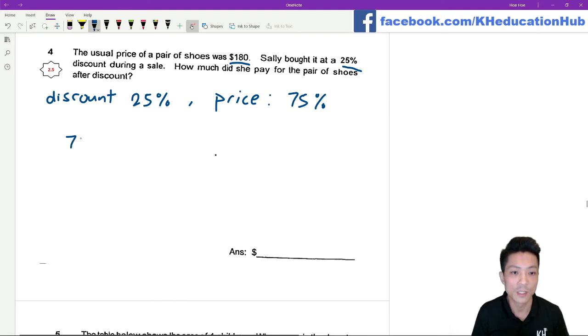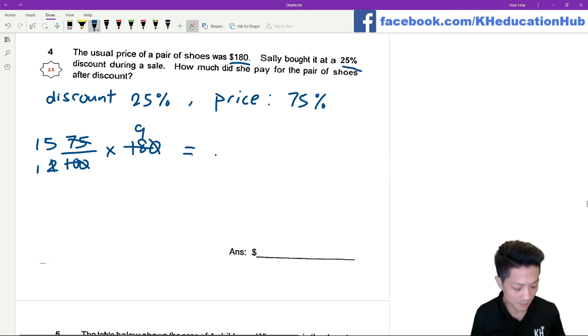We're gonna find what is 75% of the usual price, which is $180. Do some reducing, divided by 5, divided by 5, divided by 2. A 9, so I need to do 15 times 9. $135.